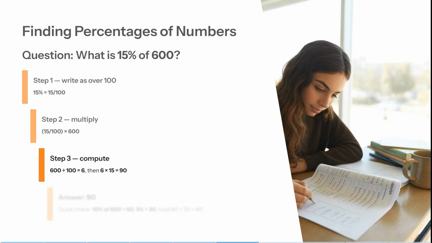We can handle the 100 on the bottom of the fraction first, which is a division by 100. So we can do 600 divided by 100 to make it into a small figure, which is 6. Then we deal with the top of the fraction, which is multiplying by 15 to give us 90.